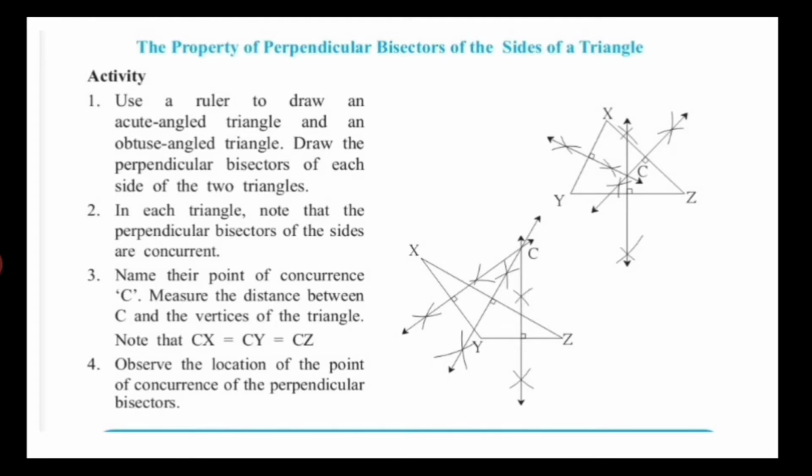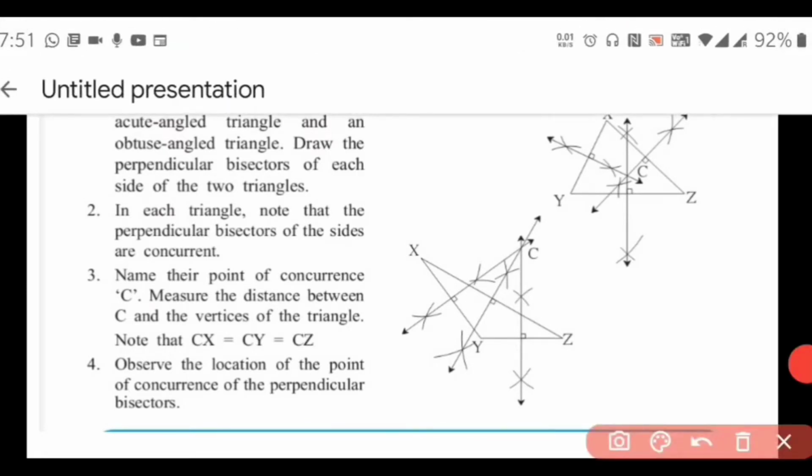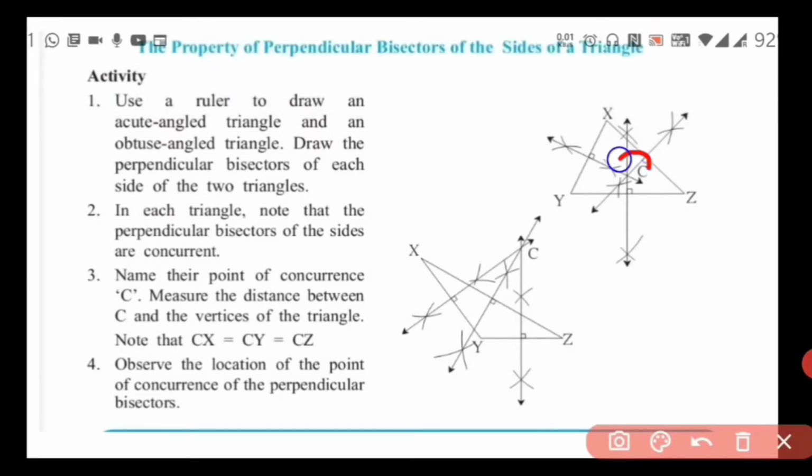What do we mean by concurrent? Again, all the three perpendicular bisectors pass through one point only. Here, in both the diagrams, we can see that the perpendicular bisectors are passing through this point C. So name their point of concurrence C.